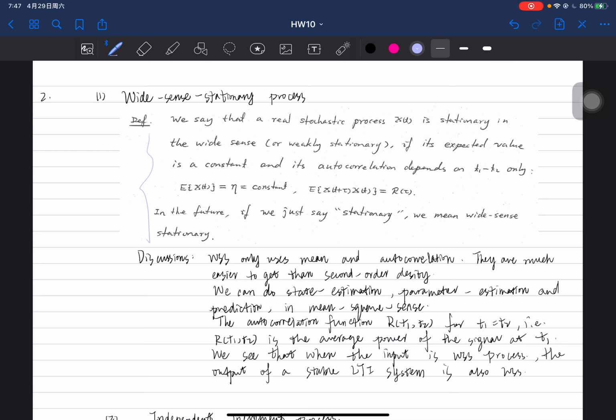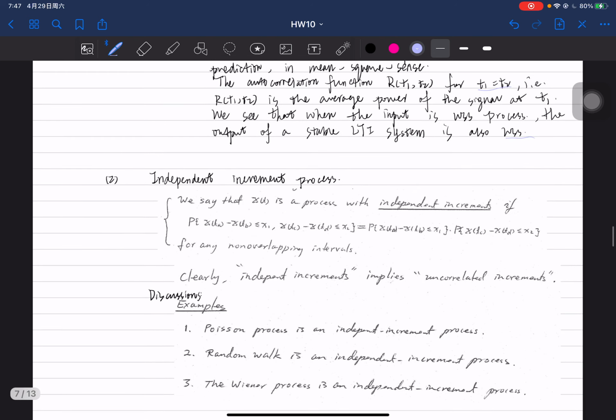The autocorrelation function for t1 equals t2, for example, is the average power of the signal at t1. We see that when the input is a WSS process, the output of a stable LTI system is also WSS.